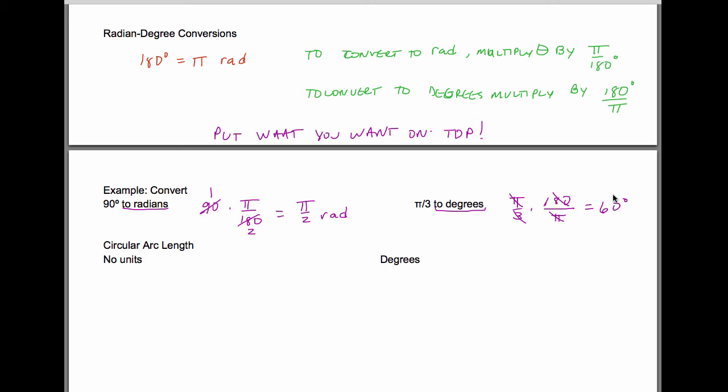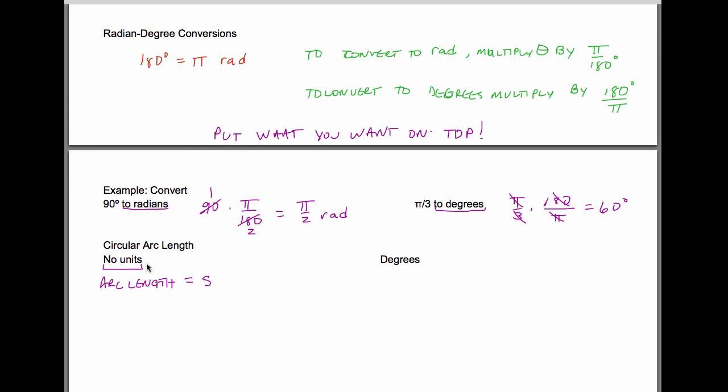Okay, so that's converting between degrees and radians, another way to measure angles. So let's talk here for a minute about circular arc length. We're measuring arc length. So arc length is equal to S. That's the variable that we use for arc length.